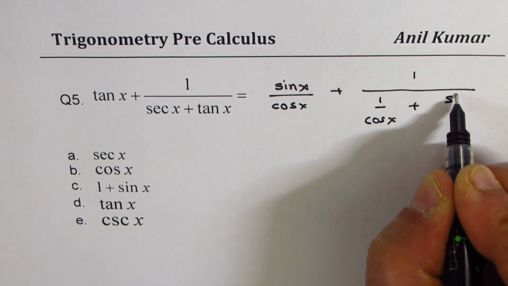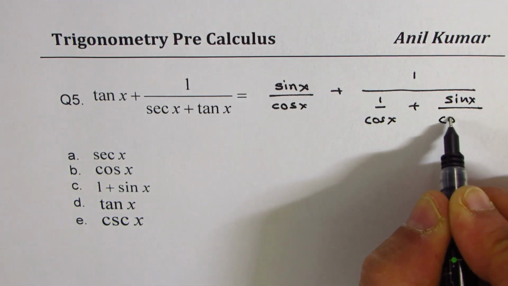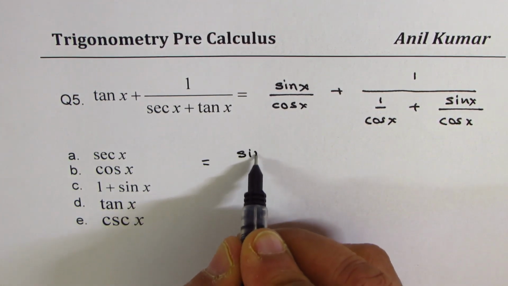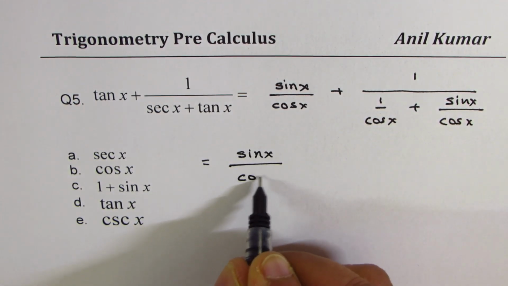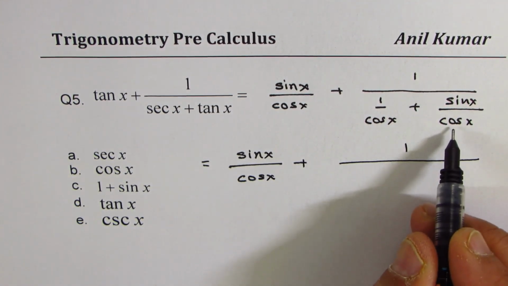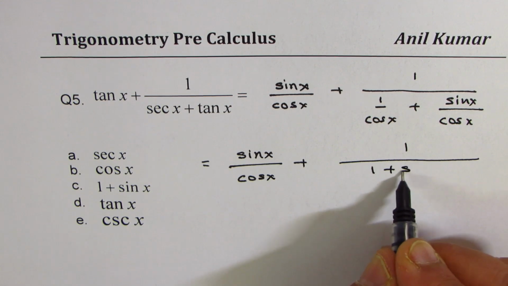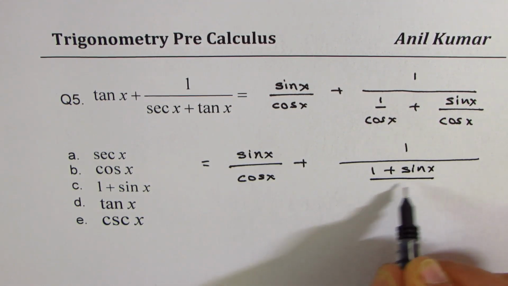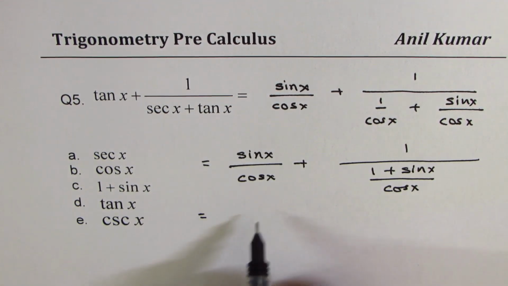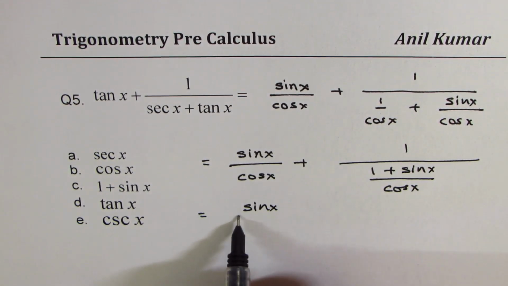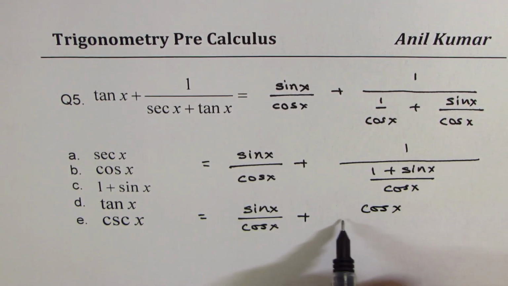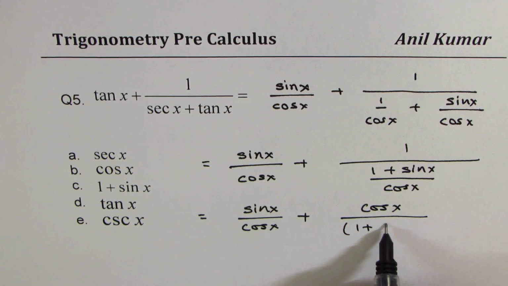Tan is sine x over cos x. We have a common denominator of cos x, right? So you could write this as sine x over cos x plus... Now we can take a common denominator, so we get 1 plus sine x over cos x. Now this goes in the top, so we have sine x over cos x plus cos x over 1 plus sine x, correct?